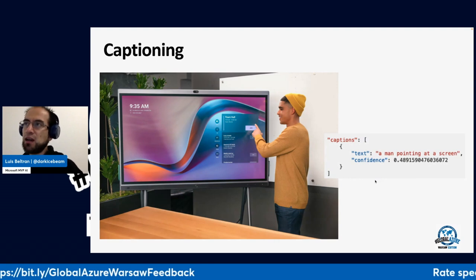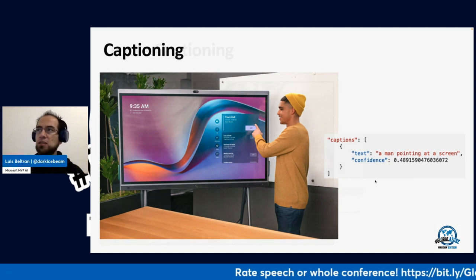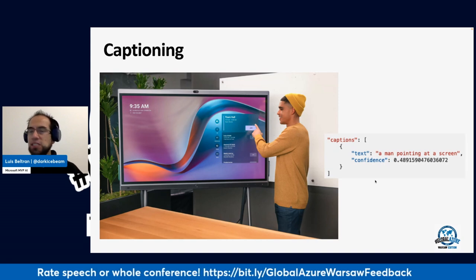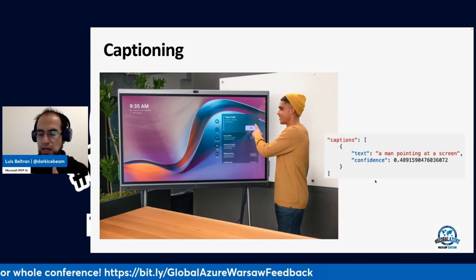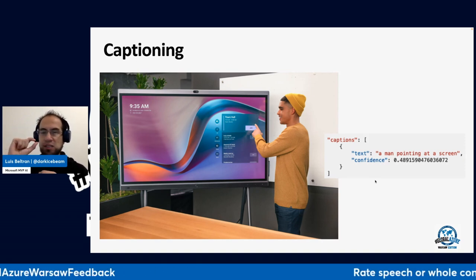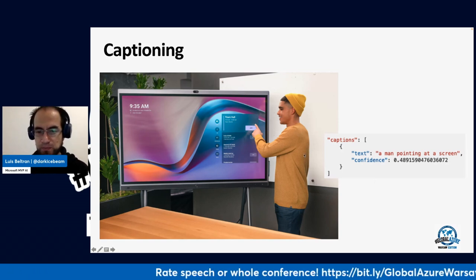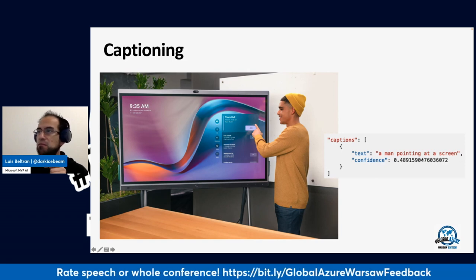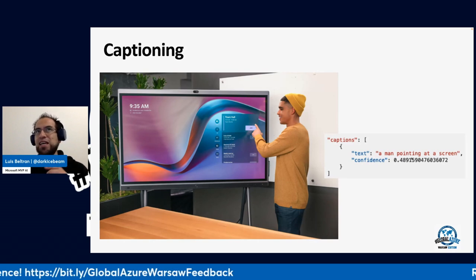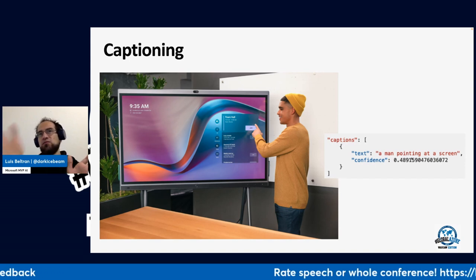So let's get started with our first capability that we are going to analyze, which is captioning and dense captioning. Okay, so first of all, what is captioning? Basically, it's a feature that provides a single English sentence that describes what is happening in the picture. This sentence makes sense. And let's say it is an outcome of the training process.